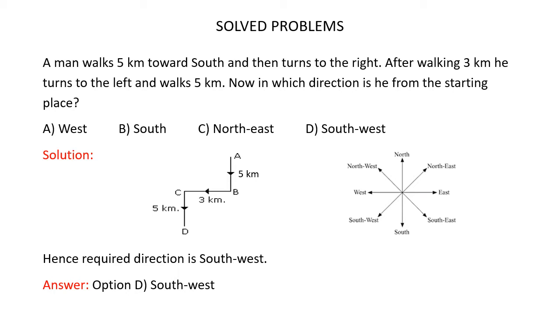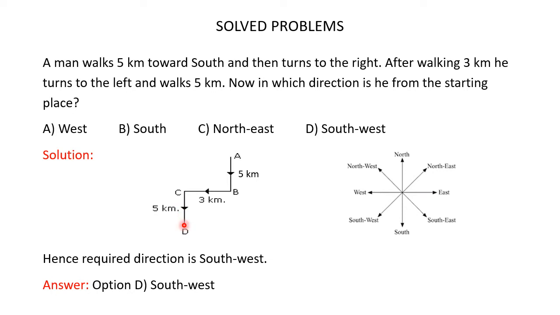Now, let's draw a diagram based on the information given in the question. So, a man starts from point A, which is his starting point, and walks 5 kilometers towards the south to reach B. Then he turns to the right and walks 3 kilometers to reach C. After which he turns to the left again and walks 5 kilometers to reach D. So now he is at point D.